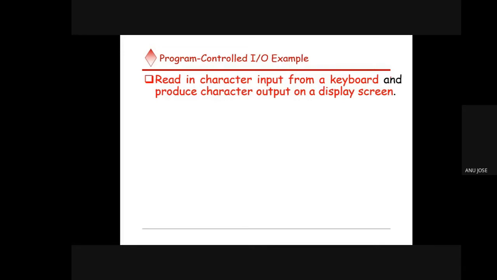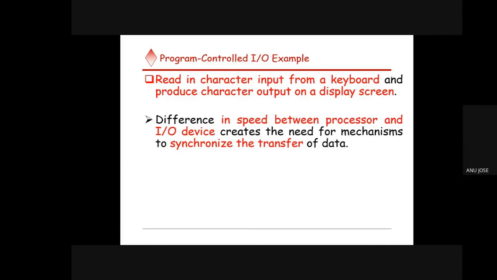For example, I am pressing A on the keyboard, and that A is visible on the screen. So how is that data transfer possible? If I type the letter A on the keyboard, that A is visible on the screen. How that is possible, we are discussing in this session. Already I told you the difference in speed between the processor and the I/O device makes synchronizing the data transfer necessary in this operation, because the speed of the processor will be high. The input and output devices will work very slowly compared to the processor speed.